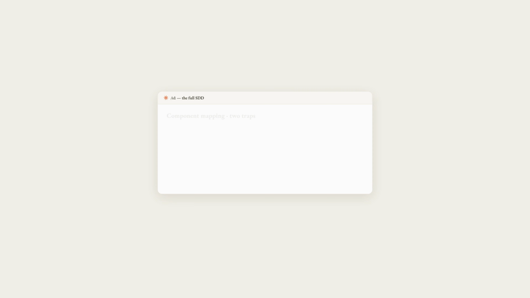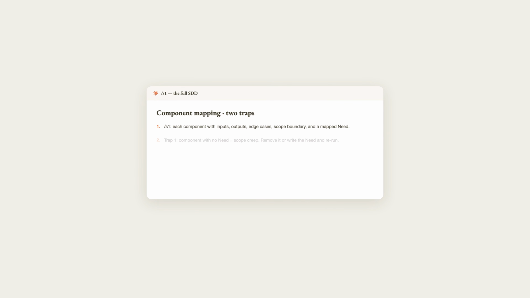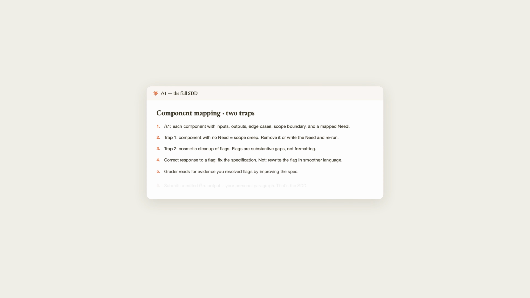/S1 assembles the software design document. At this gate, GRU maps every component to a need from /V4 and checks every component specification: inputs, outputs, edge cases, and scope boundary. The key trap, a component with no need mapped to it, is scope creep. GRU will flag it. When it does, your options are remove the component or write a new need in /V4 that justifies it and rerun the gate.